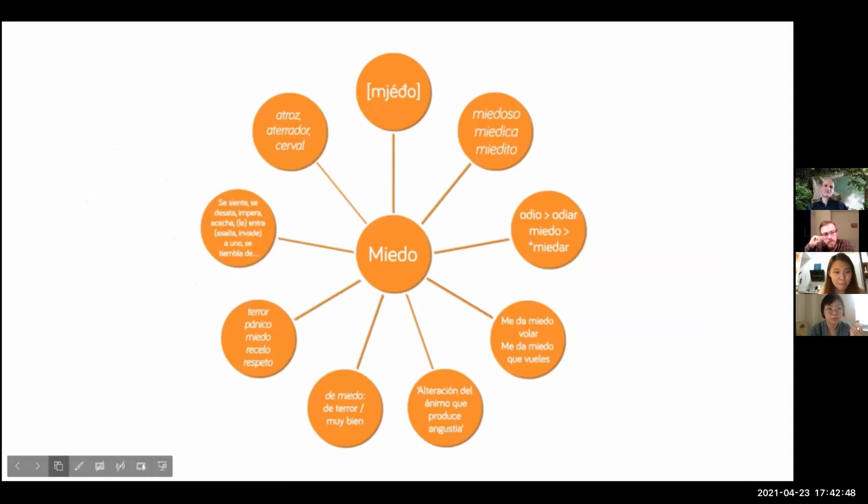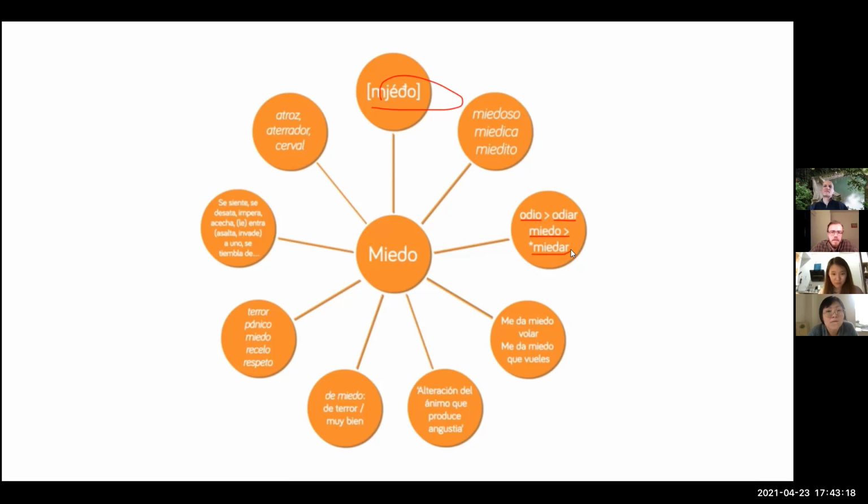First, how miedo is pronounced correctly, and all the different variations of the word: miedoso, miedica, miedito, this beautiful sociolinguistic approach, right? Then how different it is from odio, which is hate, and odiar, which is to hate. Miedo is a noun, but it cannot be turned into a verb, miedar.